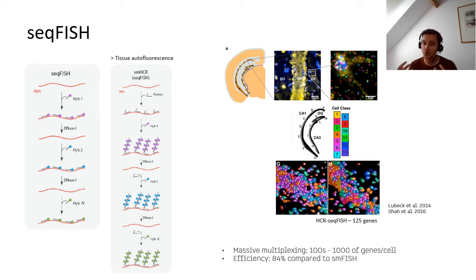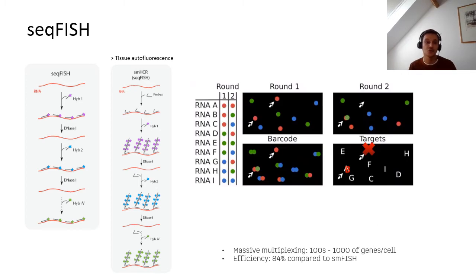The resolution is again single molecule FISH, very good, and you can do massive multiplexing, up to 1,000 or even more genes per sample, so very powerful. But the efficiency is not always on par with what we're used to from single molecule FISH, and this has several reasons. One of the reasons is that there's no error correction built in. So for example, if you have a mishybridization event, you actually lose information.